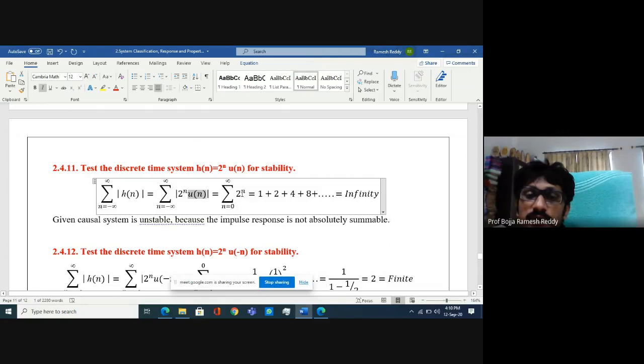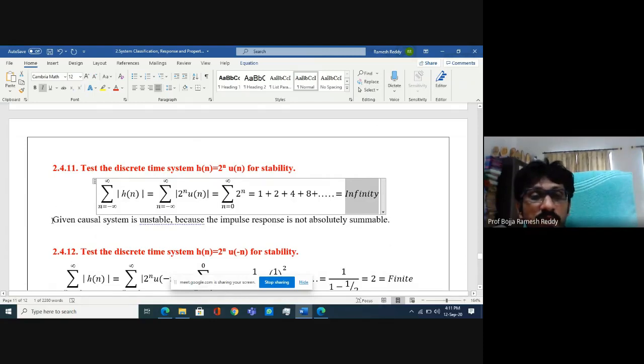Put n equal to 0, 1, 2, 3, and so on. The terms become 2 power 0, 2 power 1, 2 power 2, 2 power 3, that is 1 plus 2 plus 4 plus 8. After adding all these numbers, the result becomes infinity. This is not absolutely summable.